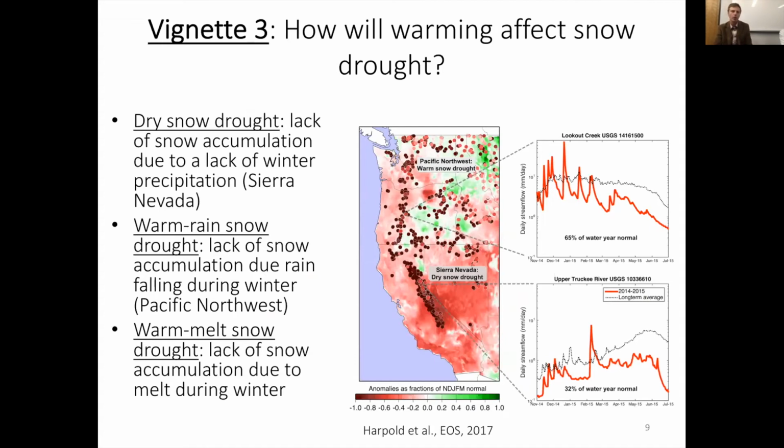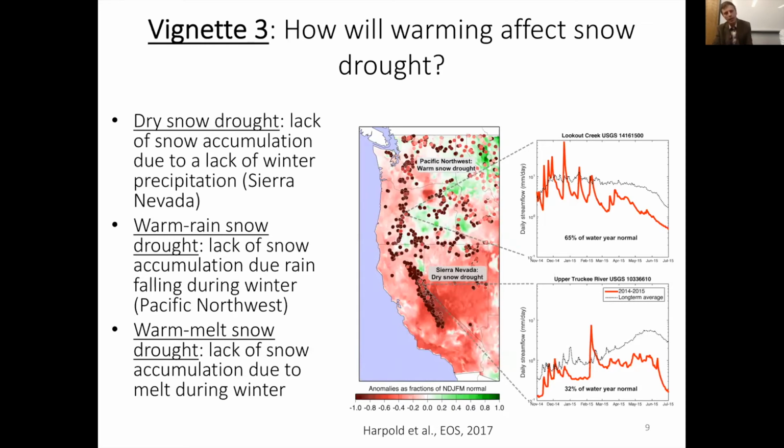So extreme low snowpack everywhere, but if you look at the background color, the lighter whites and greens are near average precip. So up in Oregon, we were getting close to average precip, but well below average snowpacks, and down in the Sierra Nevadas, we just simply weren't getting precipitation.